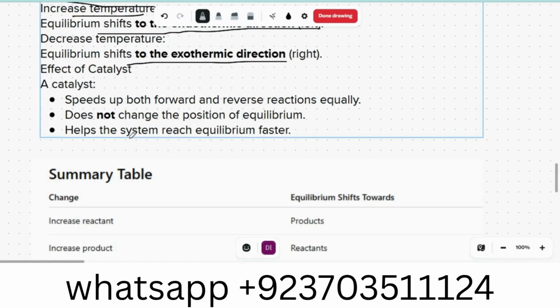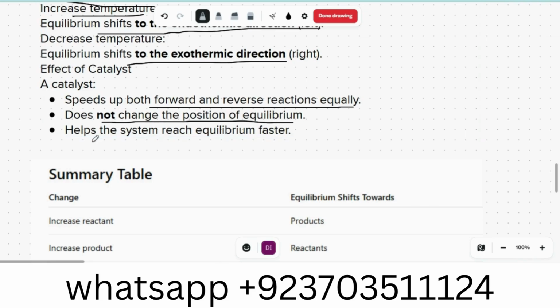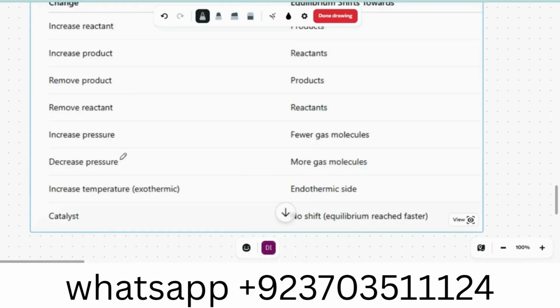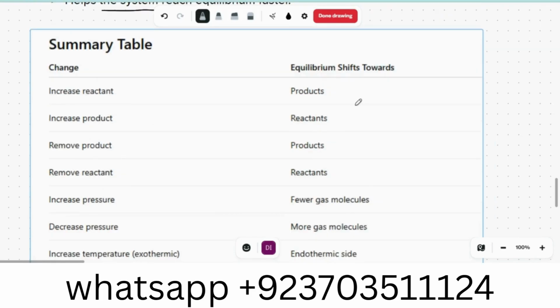Effect of catalyst: catalysts speed up both the forward and reverse reactions. They not only increase the rate of the forward reaction, but they also increase the rate of the backward reaction. This does not change the position of equilibrium and helps the system reach equilibrium faster.